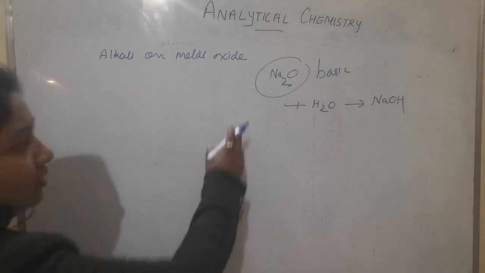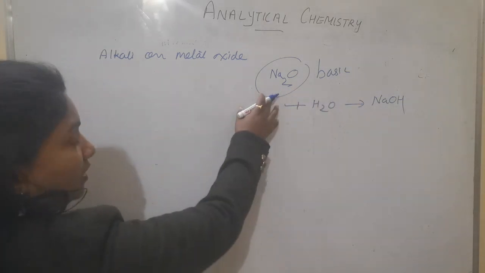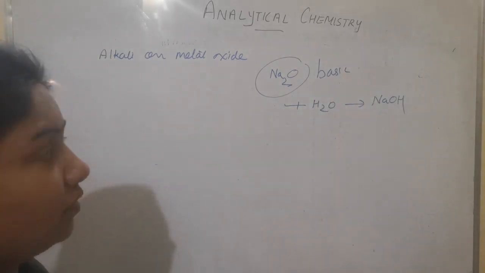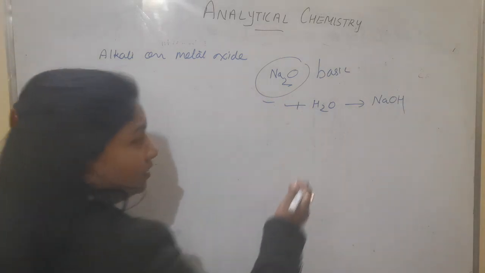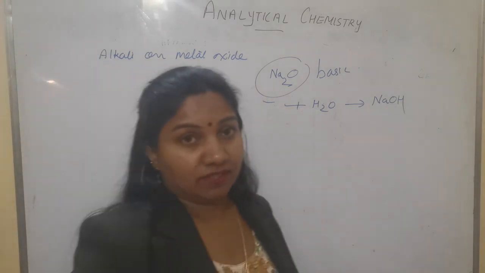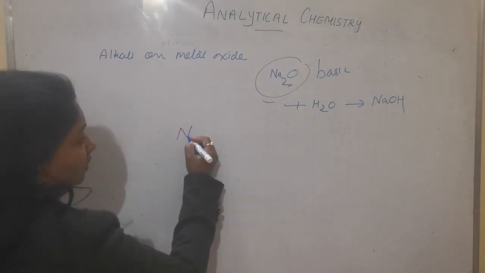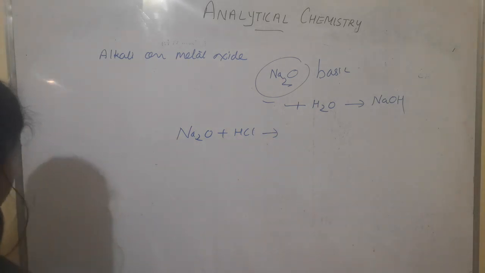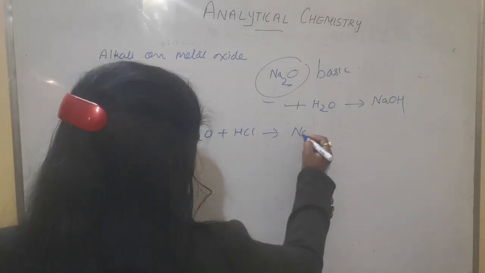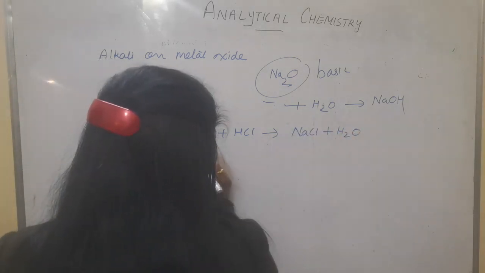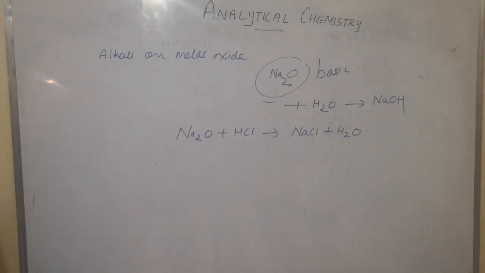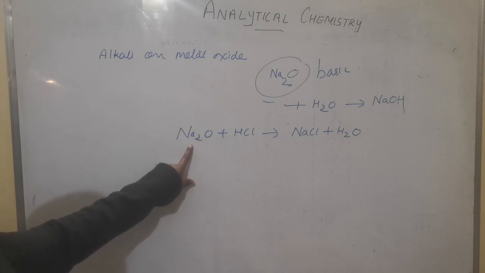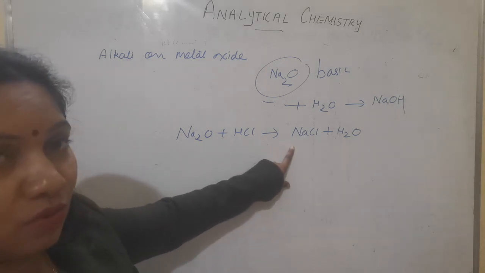So we are talking about these metal oxides and hydroxides that are basic in nature. They neutralize acid producing salt and water. Means these metal oxides, they only neutralize acids. So when they are made to react with the acid, salt and water is produced. So this is a neutralization reaction. This metal oxide is of basic nature. So when it is made to react with an acid, it produces salt and water.